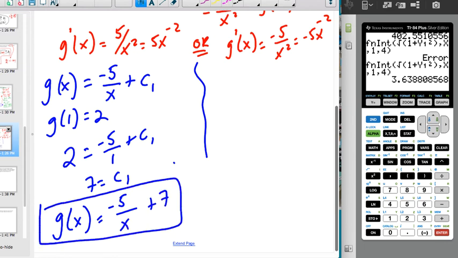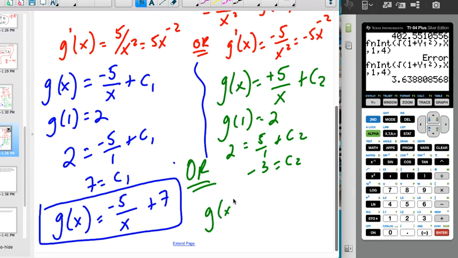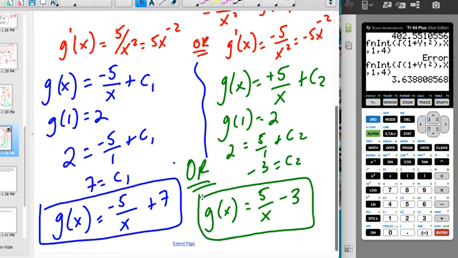The other option is the same situation but with a negative. So there's a negative in front here, which means when I divide by the new power, it becomes a positive 5 over x plus, let's call it c sub 2. We know g of 1 is 2, so 2 equals 5 over 1 plus c sub 2. I think I get negative 3 as my c sub 2. So the other option for g would be 5 over x minus 3. All right, and those are my two options.